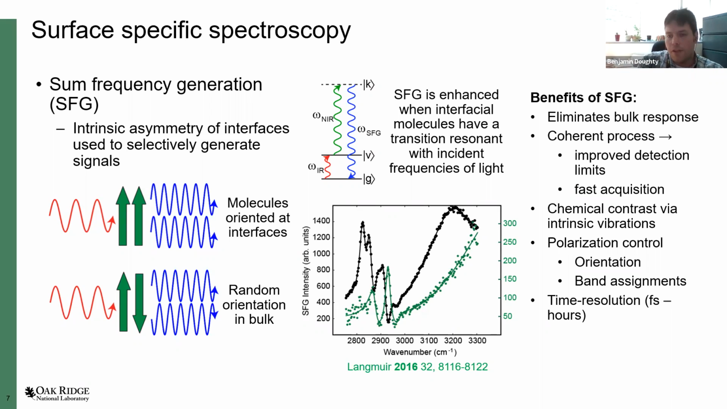You get chemical information because you get a vibrational spectrum. You can look at these things like an infrared or a Raman spectrum, where it tells you something about the chemical groups that are there. And because we have control over the optical fields of the input and output beams, you can get information about orientation or help with band assignments. So you can really definitively figure out what's happening at that interface.